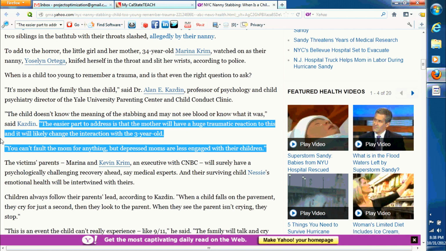So how would you refute the now converted proposition, every mother who has a huge traumatic reaction is less engaged with their children? Well, the categorical proposition that would have to be true would be: some mothers who have a huge traumatic reaction are not less engaged with their children. In other words, you would have to find at least one mother who has a huge traumatic reaction that is not less engaged with their children.